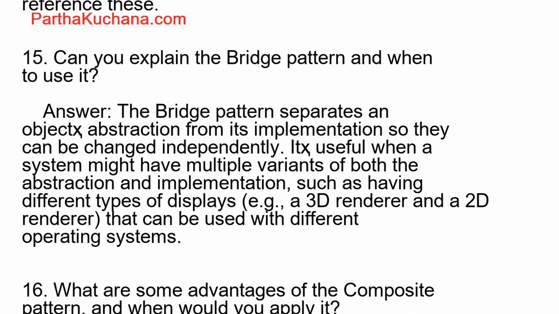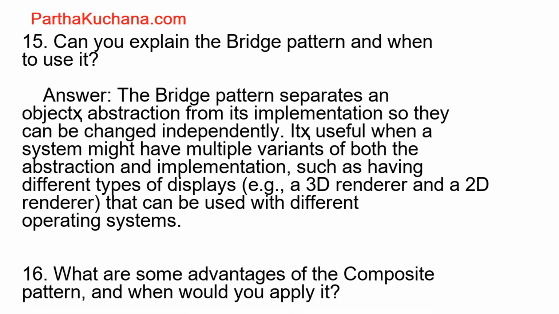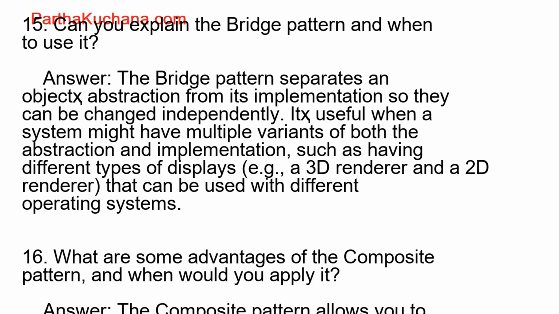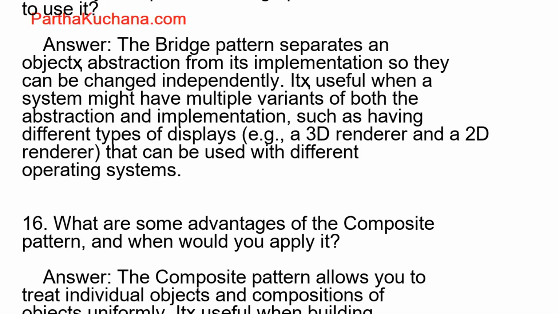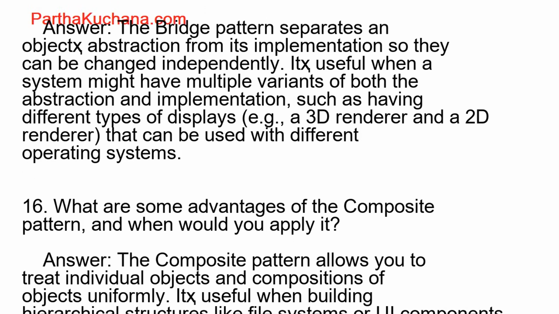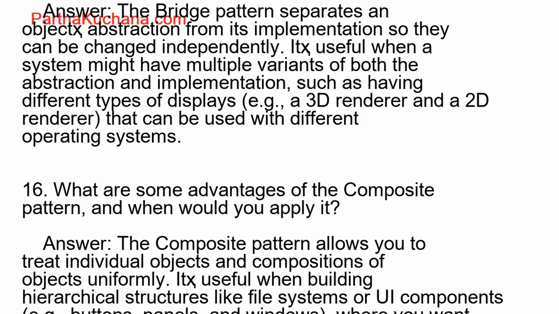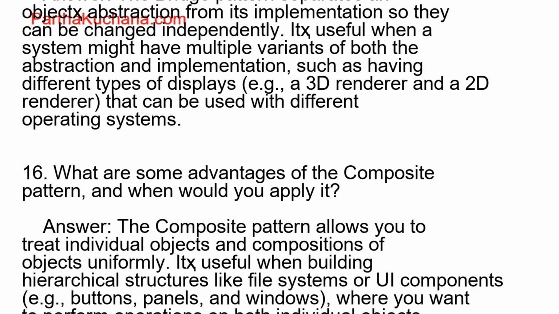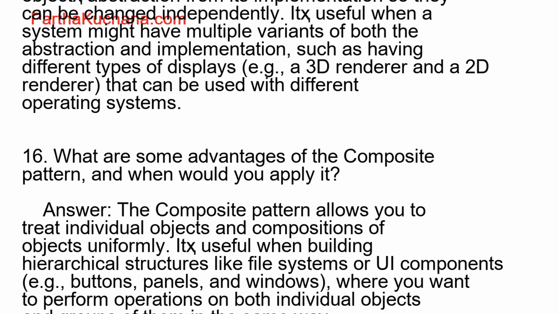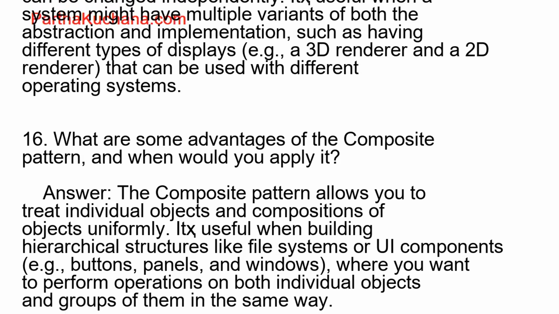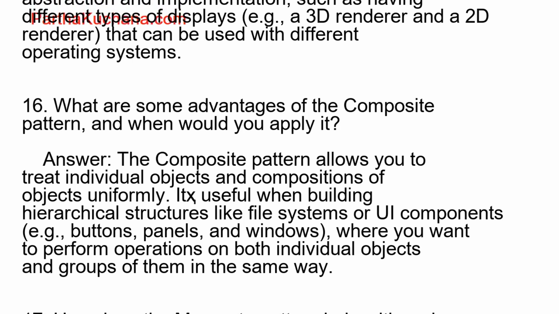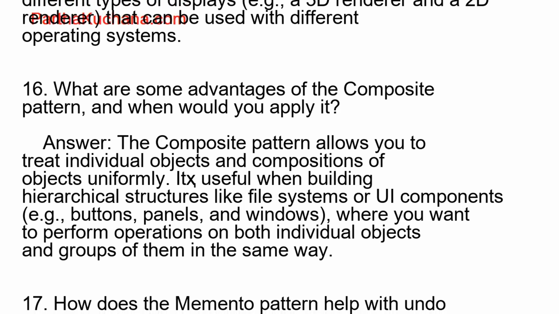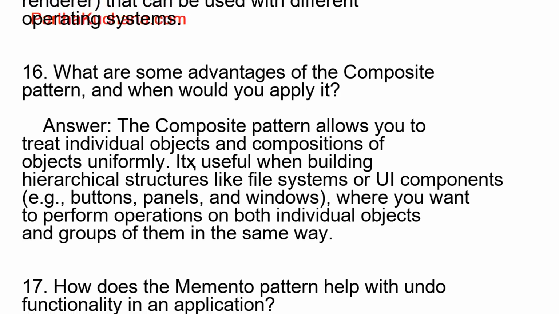Answer. The memento pattern saves an object state so it can be restored later without violating encapsulation. It's useful for implementing undo functionality, where you need to revert an object back to its previous state. For example, in a text editor, mementos could save the document state before each change, enabling the user to undo actions. 18. Explain the difference between the abstract factory and factory method patterns.